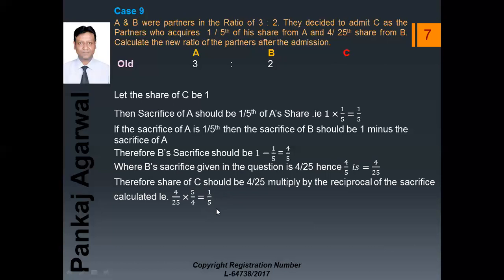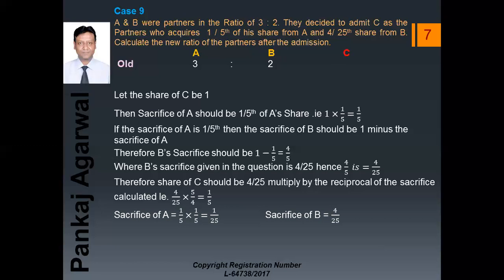So this is 1/5 share. So the actual share of C will be 1/5. Now, if we want to calculate the sacrifice made by A, it should be 1/5 of C's share, that is 1/5. So 1/5 into 1/5 comes to 1/25. B's sacrifice is already given in the question, that is 4/25. Hence, if you want to calculate the new ratios of A, B and C, just deduct the sacrifices made by A and B from their old ratio.